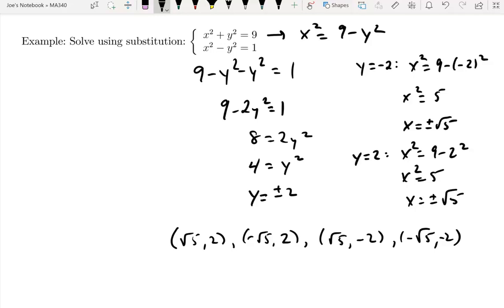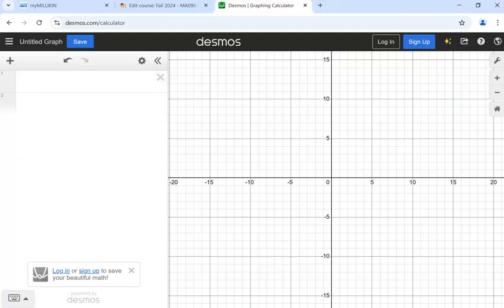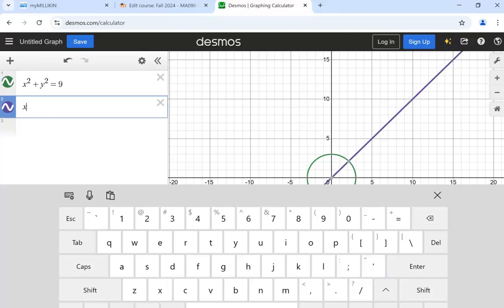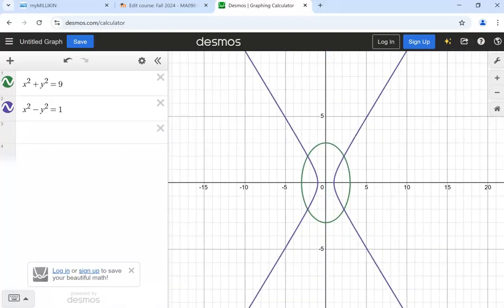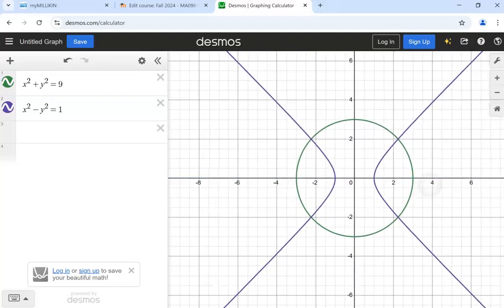Let's see what this would look like graphically, real quick. Go back over to Desmos here. Clear those out. One of the equations was x squared plus y squared equals 9. And the other one was x squared minus y squared equals 1. Zoomed funky. Oh, almost a little bit more circular.